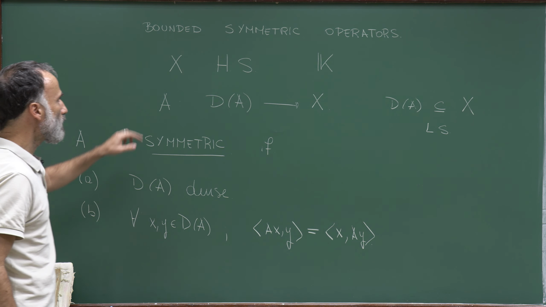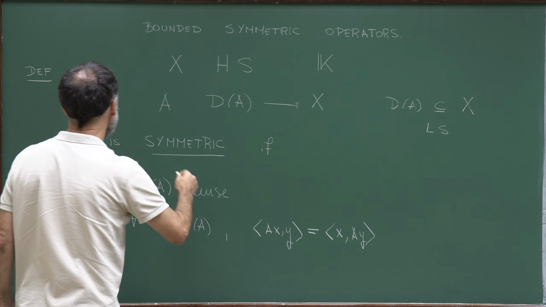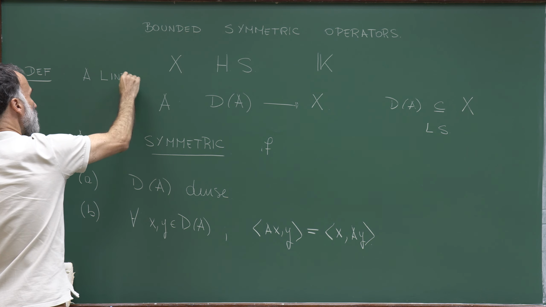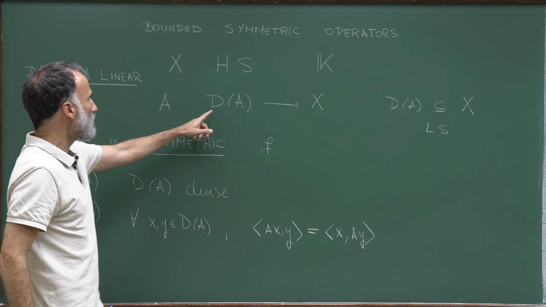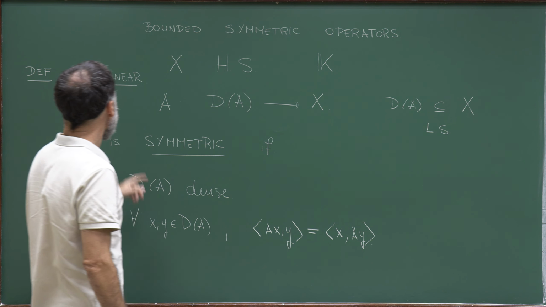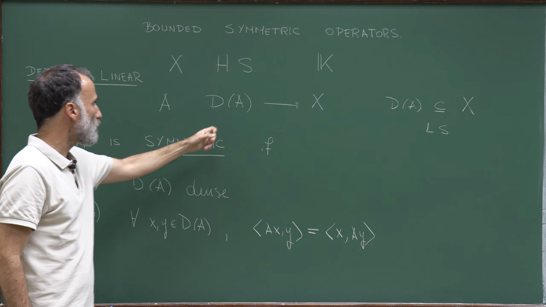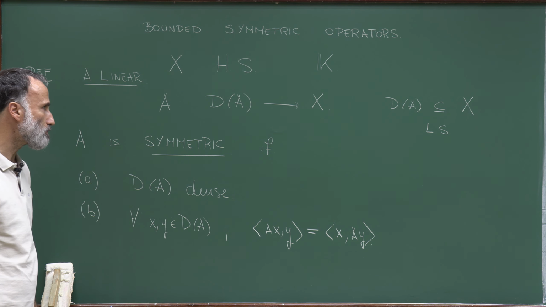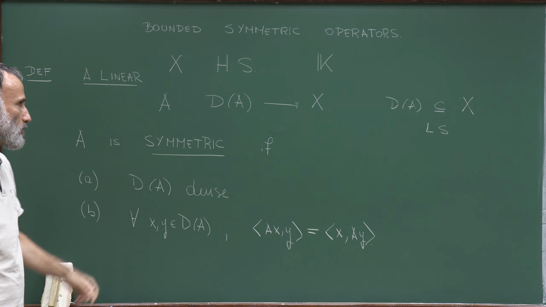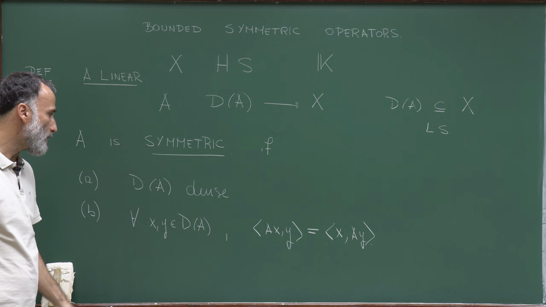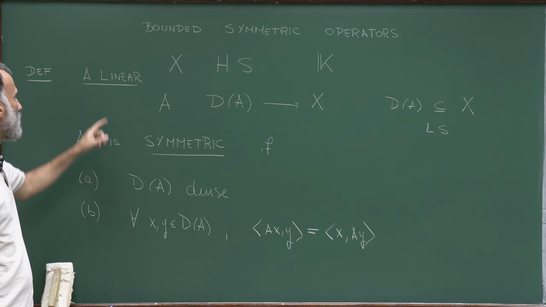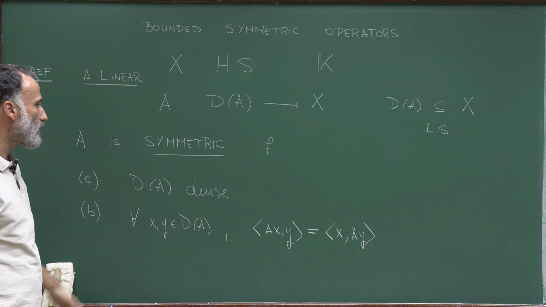So I have a linear operator. So let me insist that A is linear. And it's defined on a linear subspace of X. I will say that this operator A, which is defined on its domain D of A, is symmetric if these two conditions are satisfied. So D of A is dense. So it's a linear dense subspace of X. And for all x and y in dA, we have this relation. So if these two conditions are matched for a linear operator A, we'll say that A is symmetric.